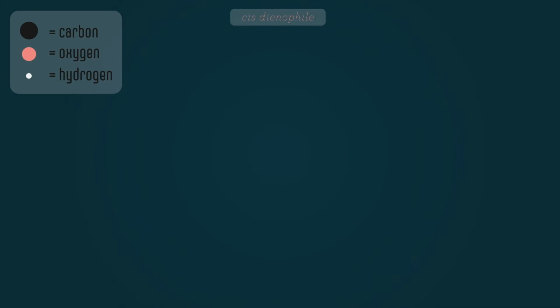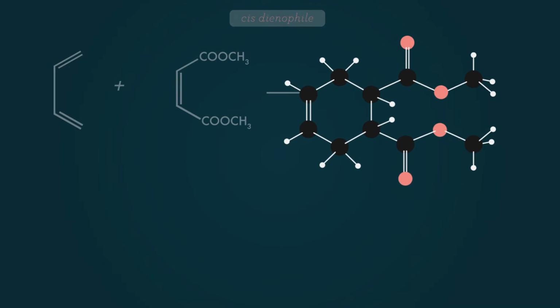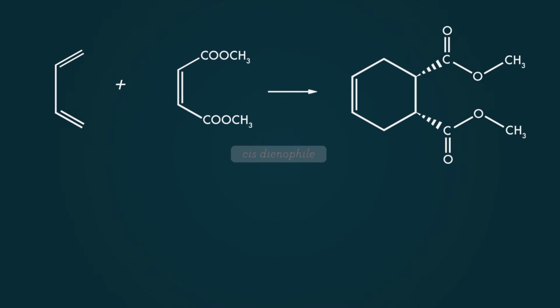Let's simplify this to present the product as something you might actually write on your exam. Notice how we've used dashed lines to indicate that both ester groups are down. This is very important. It is not enough to indicate that both groups are on the same side. You must also indicate which side they are on.